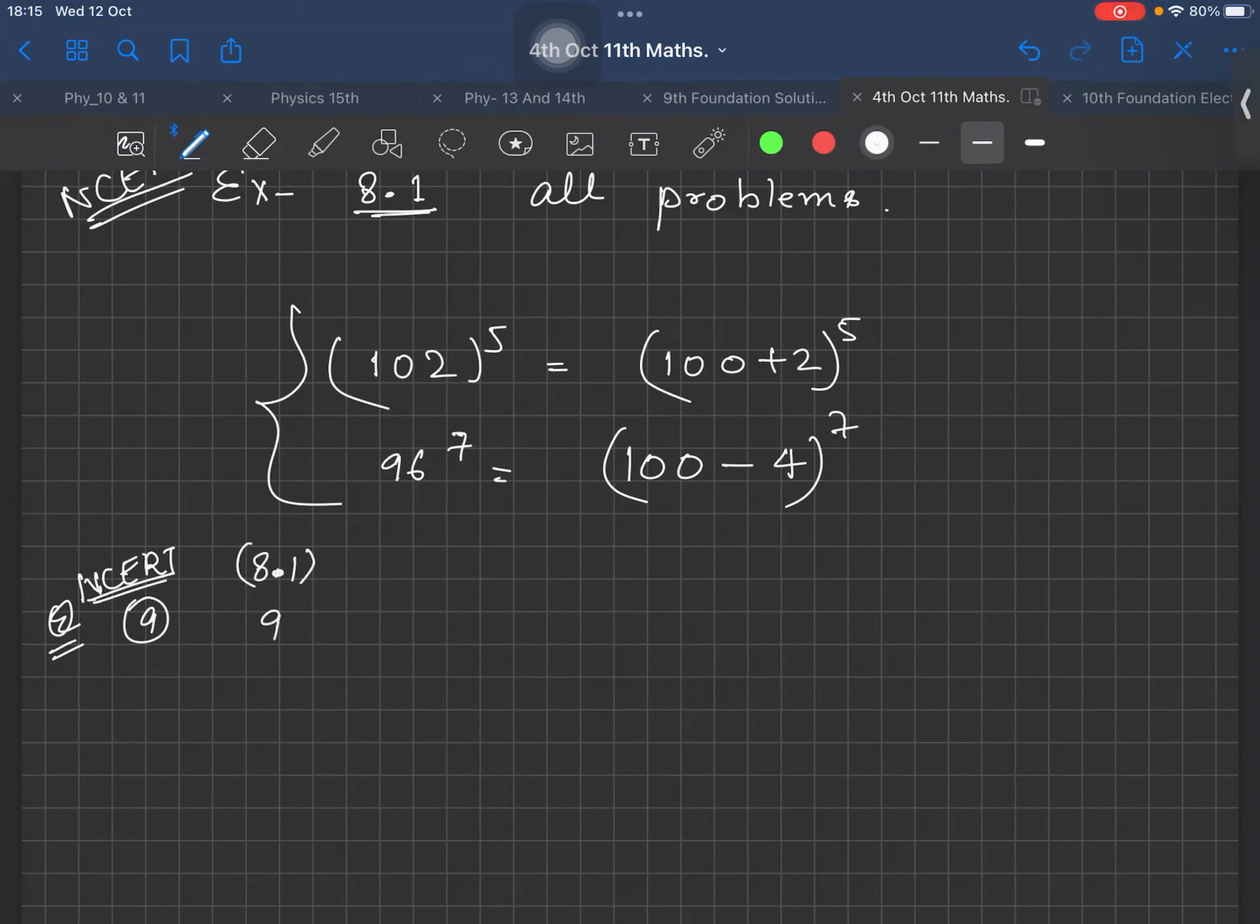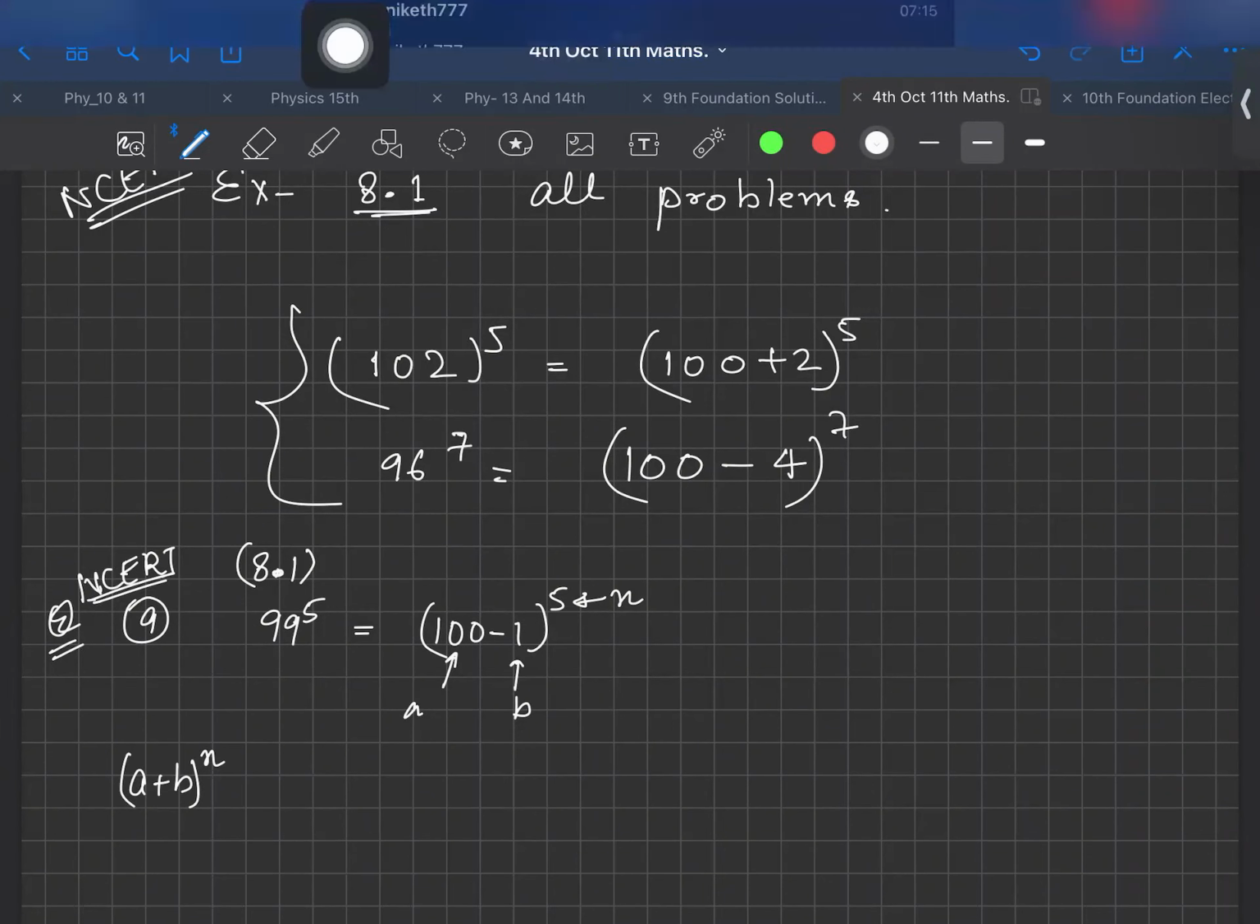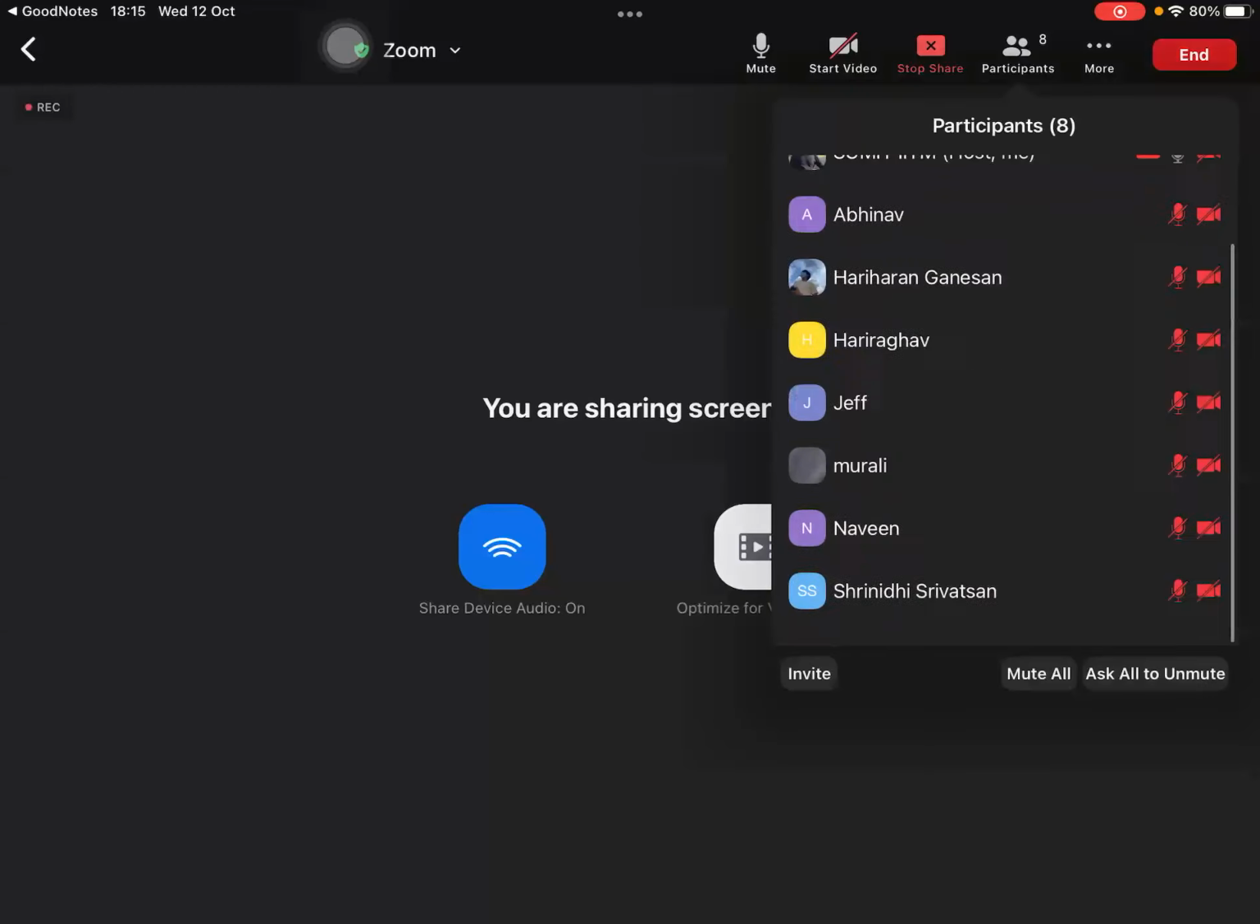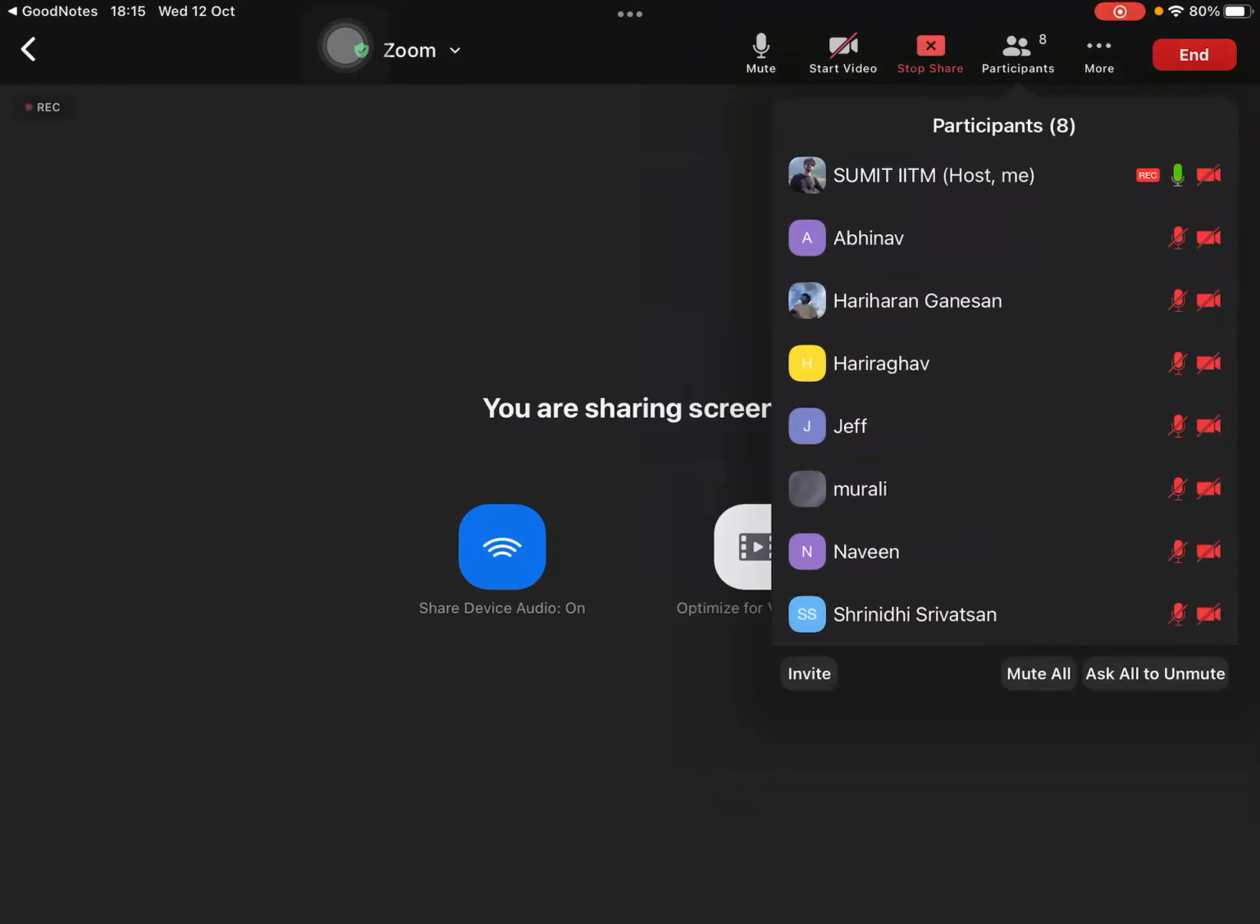You are given 99 to the power of 5. How will you find it? You can write 99 as 100 minus 1, to the power of 5. Now this is your A, this is your B, and this is your N. First, always write the binomial theorem, A plus B to the power of N. By the way, B is minus 1, not 1. Now, everyone give it a try. I'll give you 3 minutes, not more than that. Nidhi, are you there? Solve it. Naveen, try this problem. Murli.